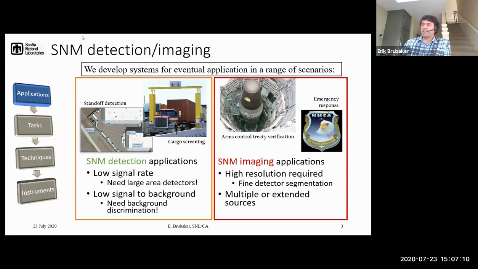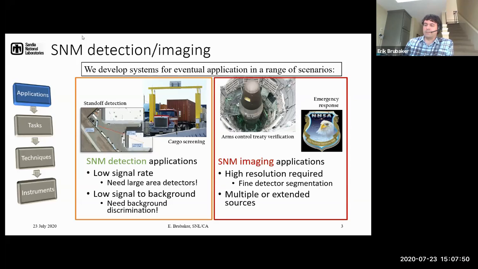Like I said, a brief look at this from the application side, because the research we do is all aimed towards some application in nuclear security. We're developing systems that could eventually be applied in a number of different scenarios, and I've divided them into two broad classes on this slide: applications where the goal is to detect a source, and applications where the goal is to image a source.